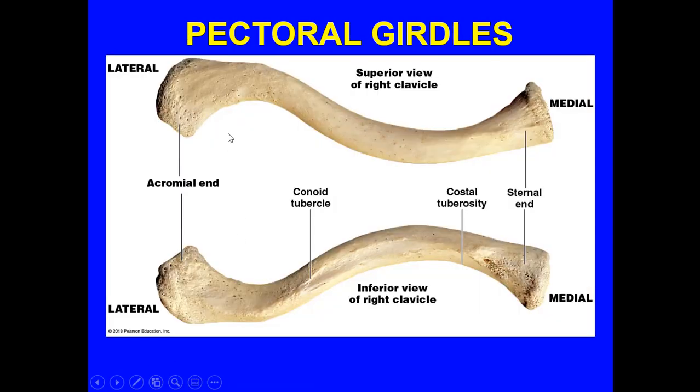So let's take a look at the clavicle first. Here's the medial part. And if you get a hint right off the bat, if they tell you this is the sternal end, this is the end that's going to be attaching to the sternum. This is the costal tuberosity. Notice there's this indentation right here. Now this is the inferior view I'm pointing out for the conoid tubercle. If you look at the superior view, you don't see any of these bone markings as clearly until you get to the acromial end. Okay?